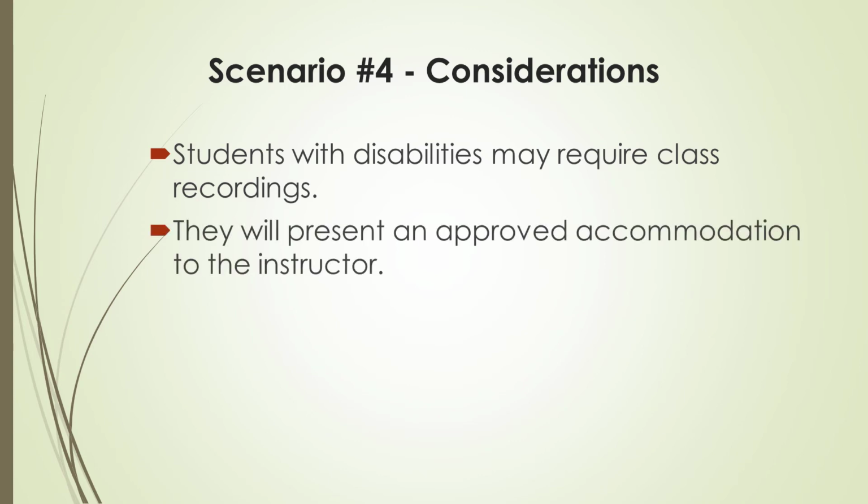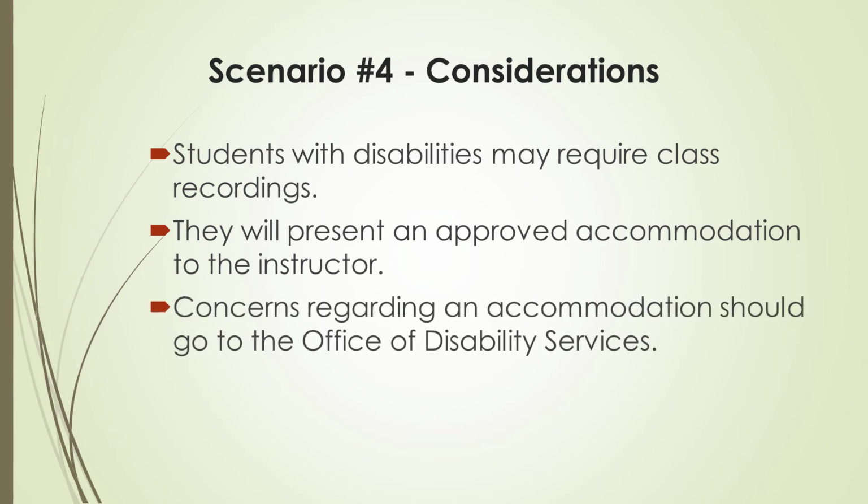Students with disabilities who wish to record a class will need to get a formally approved accommodation from the Services for Students with Disabilities Department and email the approved accommodation to their instructor before the class begins. If an instructor has concerns about allowing a student with an accommodation to record a class or a portion of a class, the instructor should contact the Office of Disability Services to address their concerns.